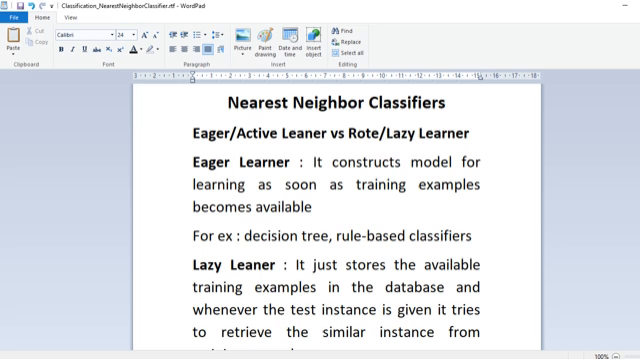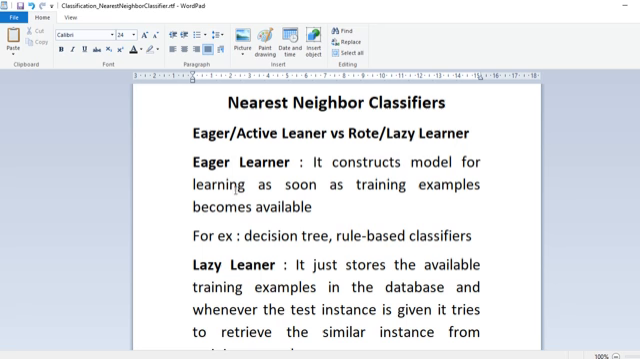Good day students. In this video lecture we are going to see the nearest neighbor classifiers. Before venturing into the specific algorithms on nearest neighbor classifier, let us distinguish between the eager or active learner versus rote or lazy learner.